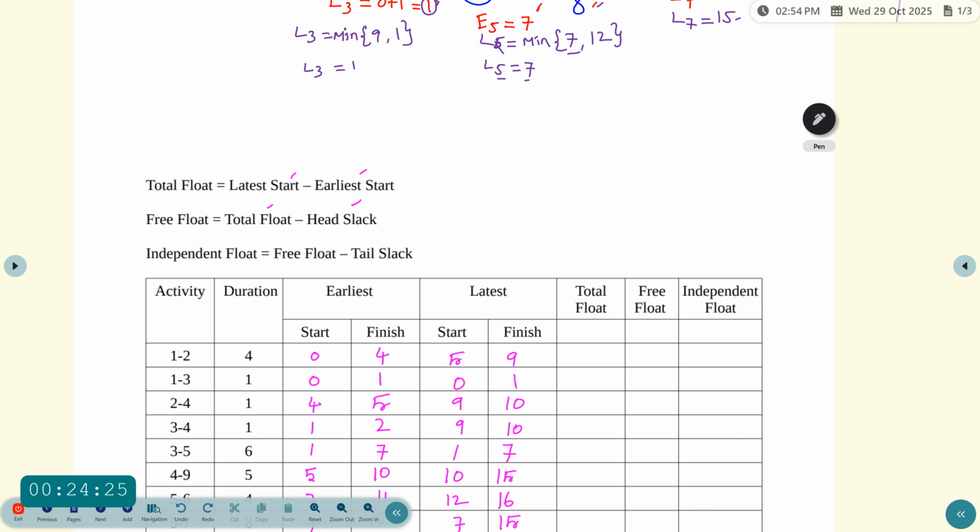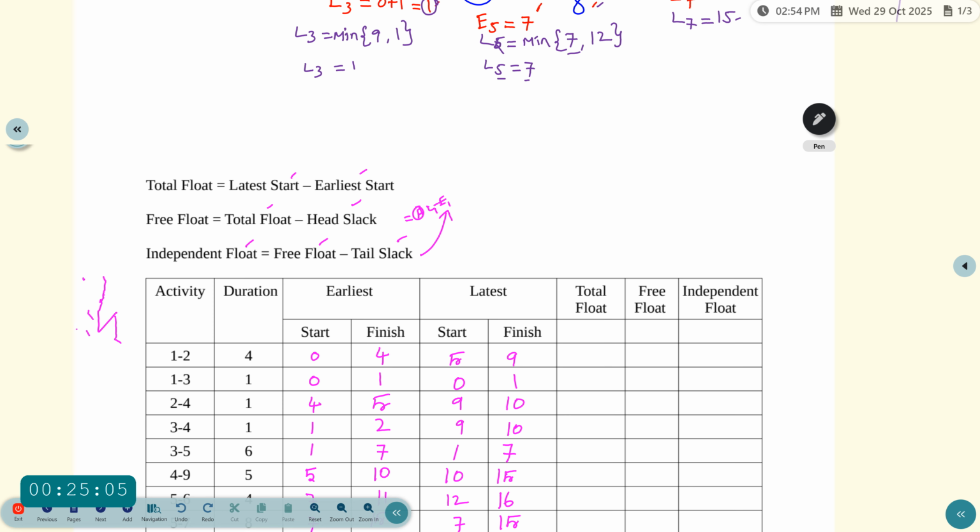So head slack is nothing but the difference between the events, the head event. For example, the difference between E1 minus L1. Okay, now the next formula, independent float, which uses the formula free float minus tail slack. So tail slack also uses this formula. Now go to the tabular form.